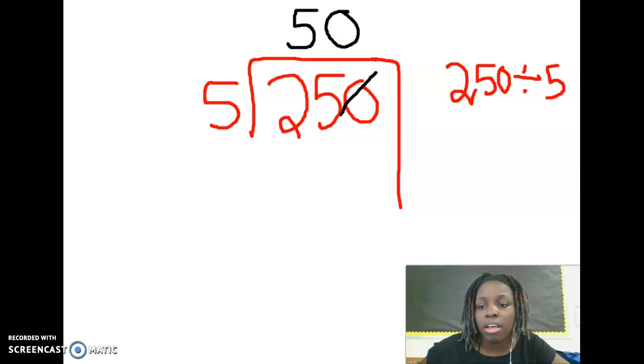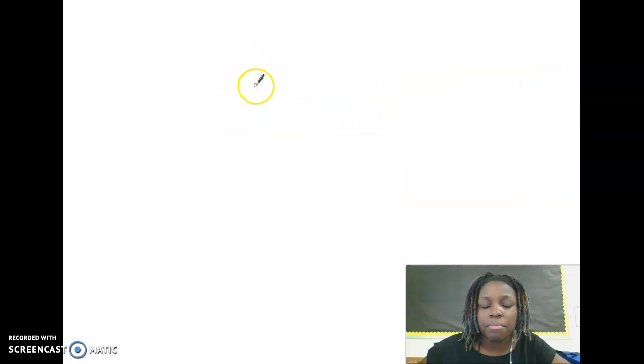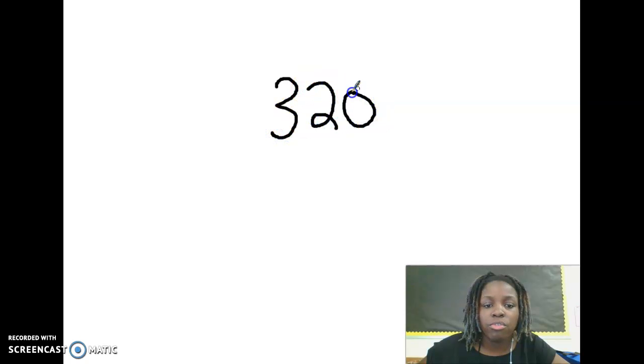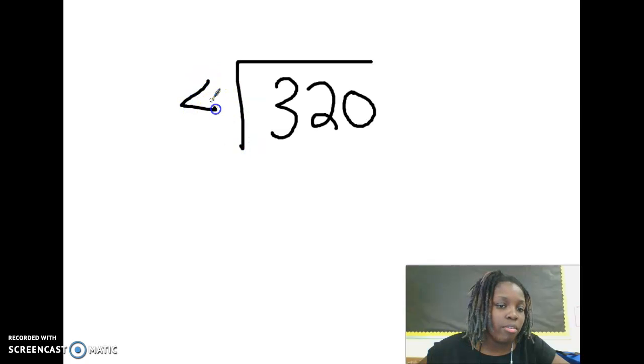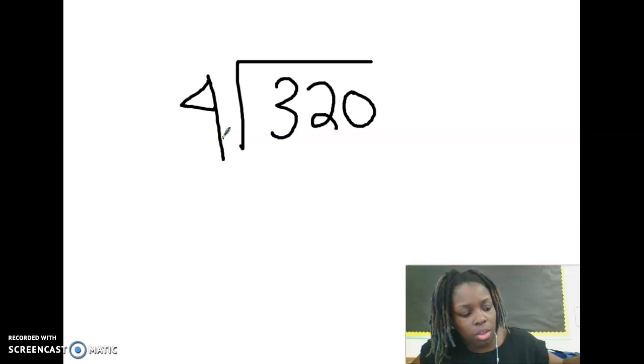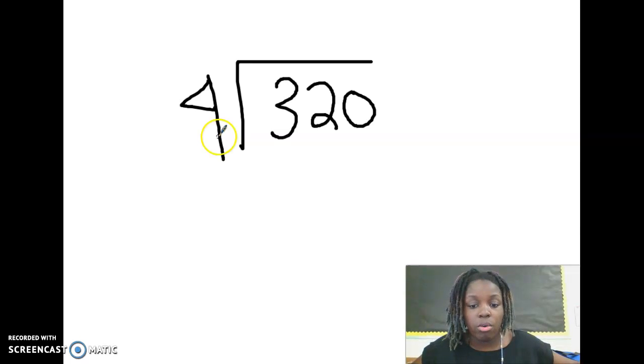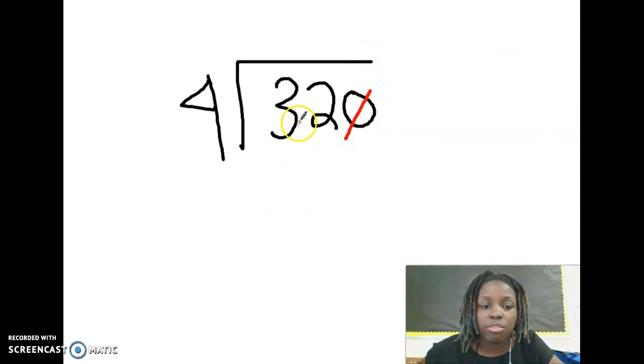All right, so what if I have 320 divided by 4? You need to look and think, what number do I notice out of the 320? Hide your 0, and what number do you notice? Good, you notice that 32. So 32 divided by 4. What is 32 divided by 4?